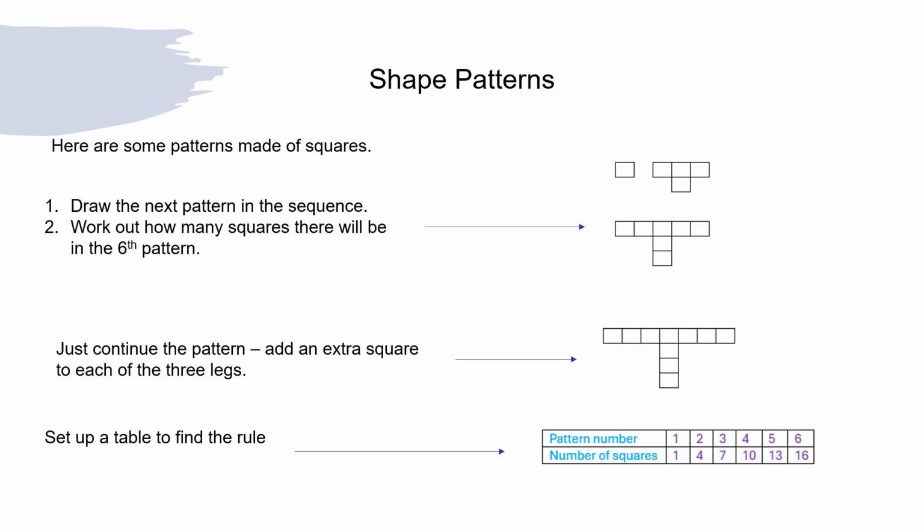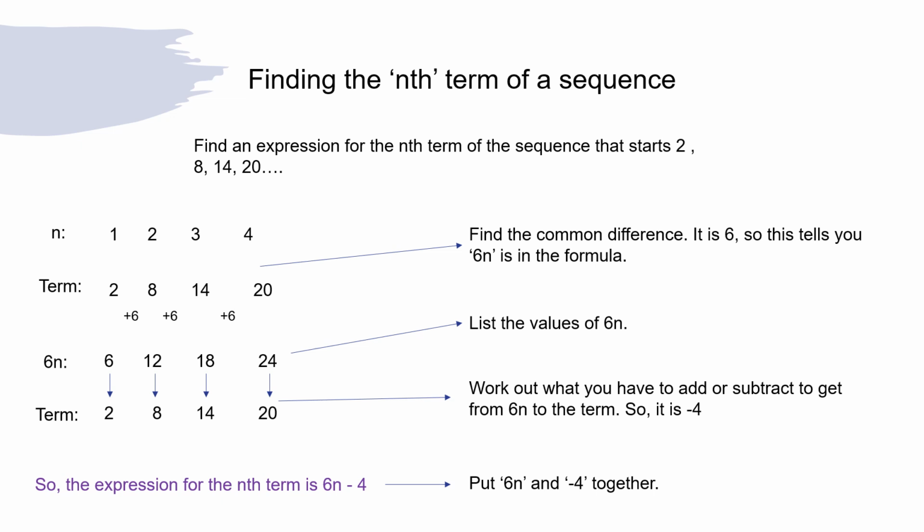You might have to find an expression for the nth term of a sequence. This is a rule with n in it, like 5n take away 3. It gives every term in a sequence when you put in different values for n. This method works for sequences with a common difference, where you add or subtract the same number each time.